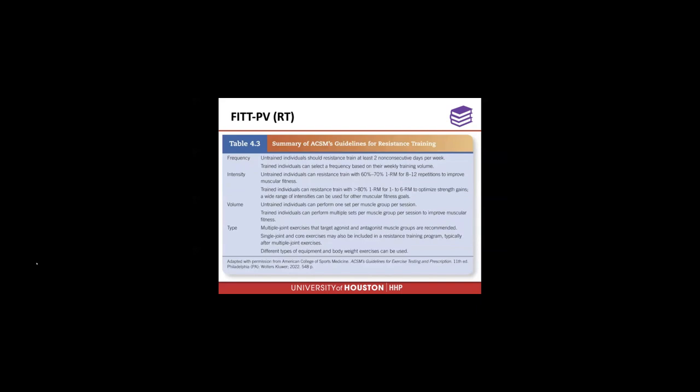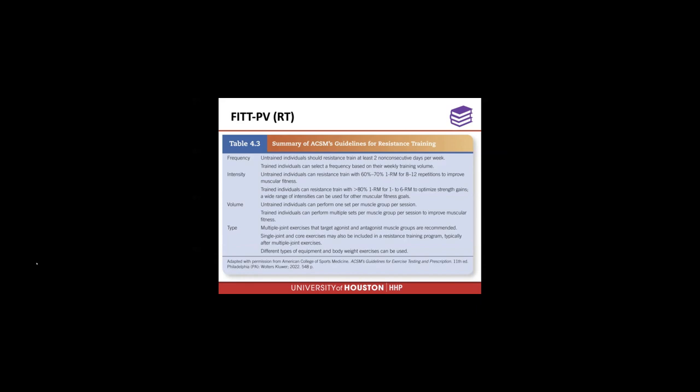Next up, we have resistance training. Frequency, untrained individuals should train for at least 2 non-consecutive days per week. Trained individuals can select a frequency based on their weekly training volume. If somebody's doing split routines or dividing up their body parts, which ones they're emphasizing on different days, then they can do it more than 2 days per week. You know, it's pretty easy to divide into 3 or 4 areas of the body to hit each area of the body and exercise for more than twice per week for resistance training.